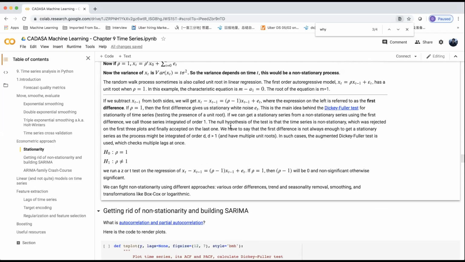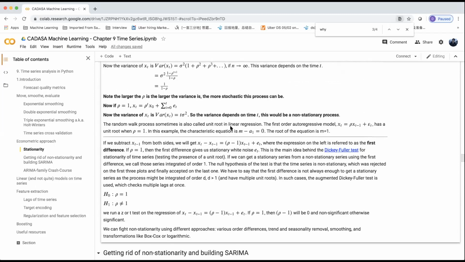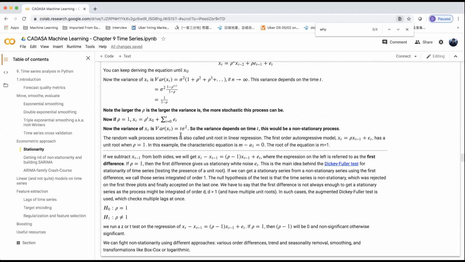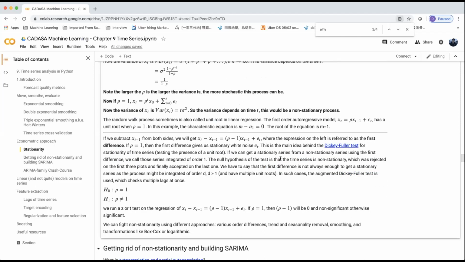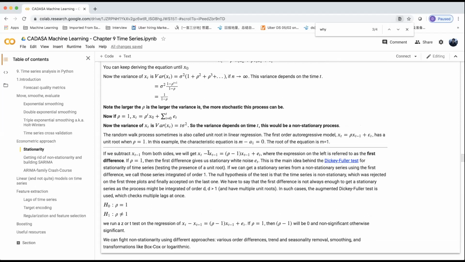So how do we test whether it is stationary or has a random walk problem? Before that, I want to talk a little bit more about the random walk. A random walk is sometimes also called a unit root problem in linear regression. Basically, it is this kind of process, just like what we had before, with rho equal to 1. If rho equals 1, we would say the root of the equation is 1. So unit root is random walk. If we have a random walk problem, we have a unit root problem.